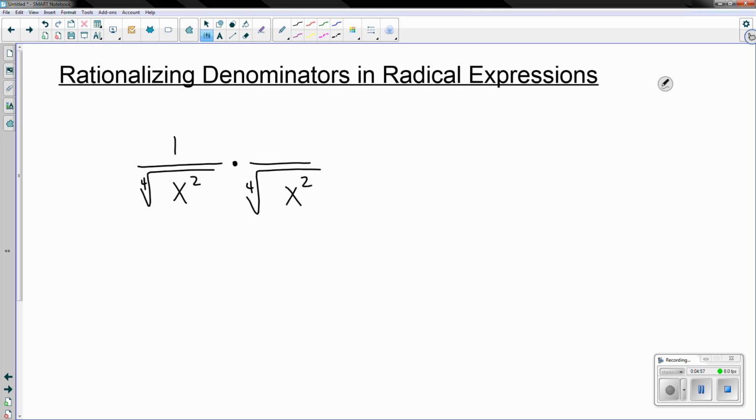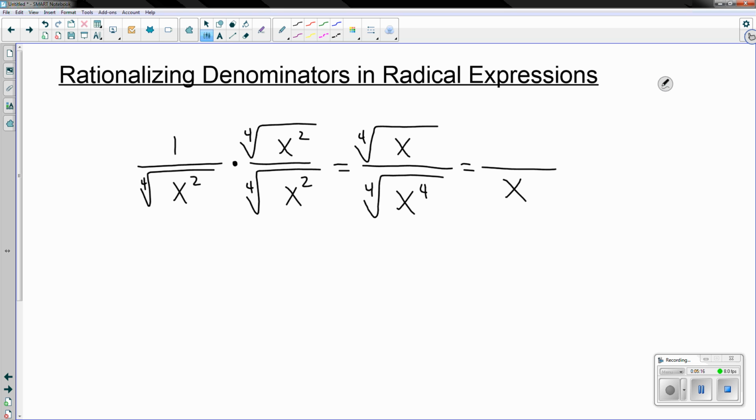But if I do x squared, then when I multiply them together, I'm going to get x to the 4th underneath. And the fourth root of x to the fourth is just x. And now the radical is gone. And again, whatever I do to the bottom, I must do to the top. And there is your final result.